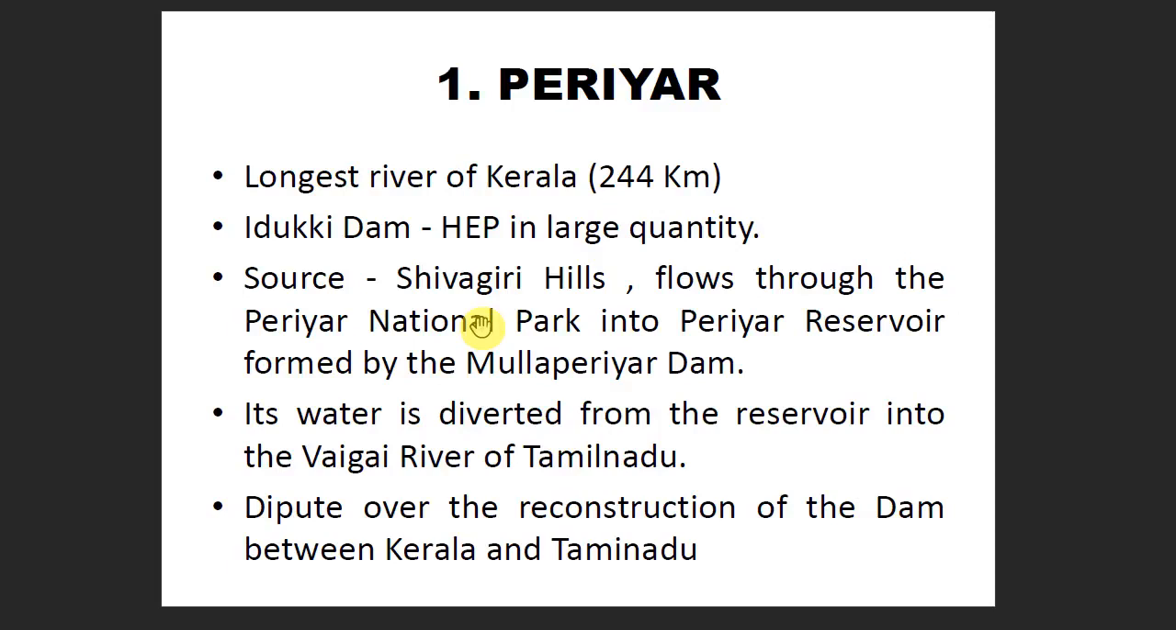So the source of the river is in Shivagiri Hills, and it flows through the Periyar National Park into the Periyar Reservoir formed by the Mulla Periyar Dam, and its water is diverted from the reservoir into the Vaigai river of Tamil Nadu, and there has been dispute regarding the construction of the dam.